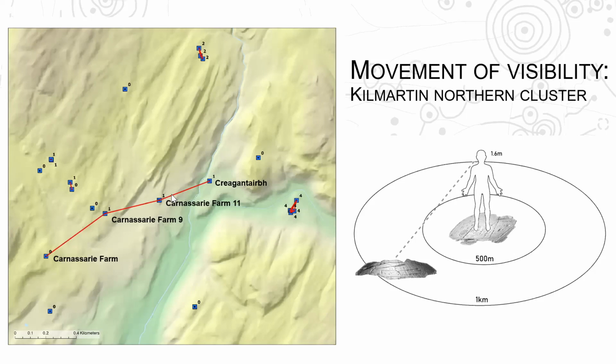However, this line of sight is not captured at smaller scales of 100 meters or 50 meters. So these sites do not seem to have been intervisible at an intimate level, but perhaps they testify to another type of visual relationship.